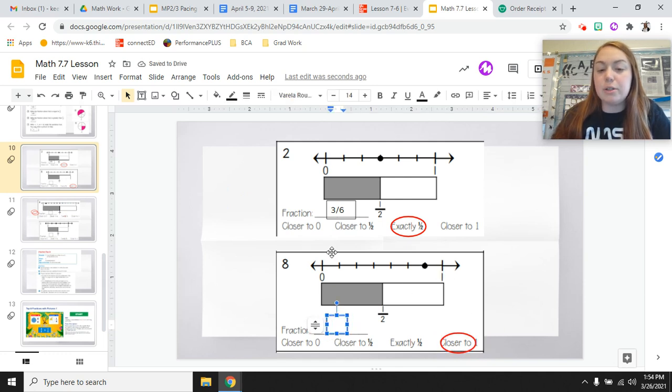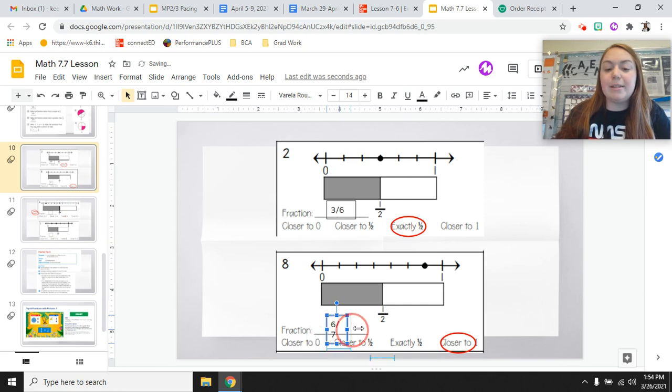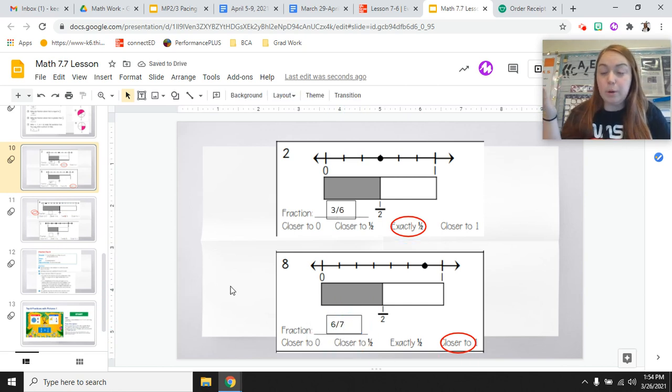Now we have to name the fraction. So there's 1, 2, 3, 4, 5, 6, 7 spaces this time. So where's the 7 going to go? On the top or on the bottom? That's going to go on the bottom. That's our denominator. But now what number goes on the top? Well, let's see. 1, 2, 3, 4, 5, 6. So this would be 6/7, because a whole would be 7/7. So that's why it's closer to 1 than it is to the halfway mark. And remember, we got the 7 by counting the spaces between 0 and 1, and then we got the 6 by counting the distance from 0 to the dot.